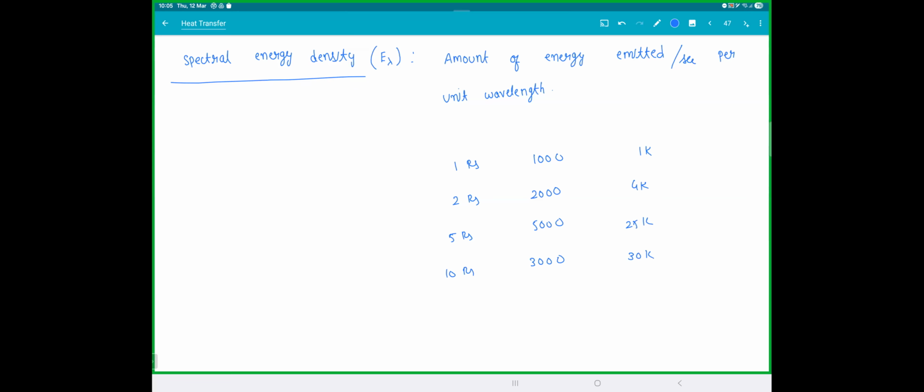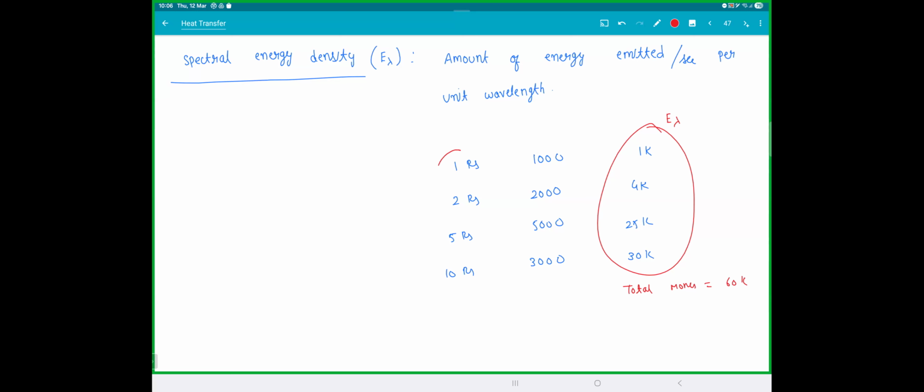Clear with this? Now look at this. How much money do you have in total? That is 60,000. But if I ask you how much money the 2 rupee coins are contributing, what will you say? The 2 rupee coins are contributing 4,000, isn't it? That is your E lambda. You get the analogy there?